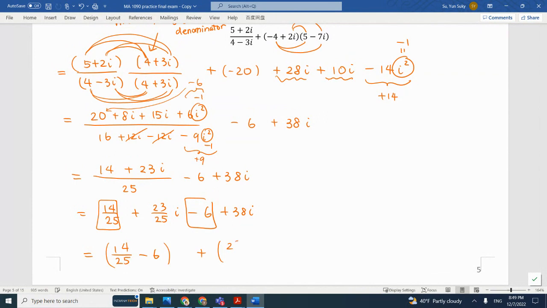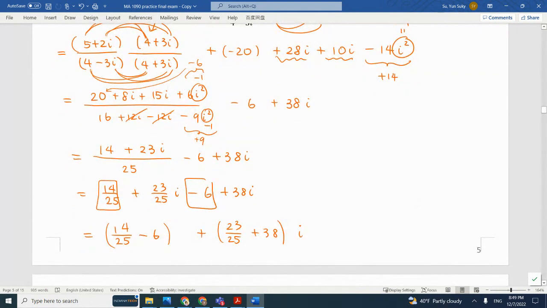And then 23 over 25 plus 38i. Here, use your calculator. So 14 over 25 minus 6 is, you will get negative 136 over 25. And then 23 over 25 plus 38, you get 973 over 25.